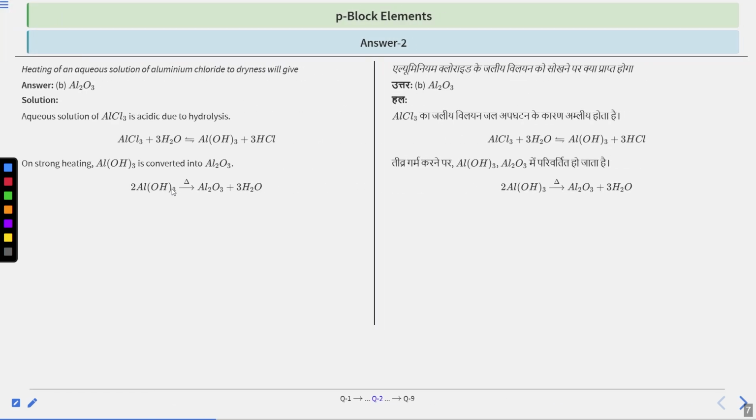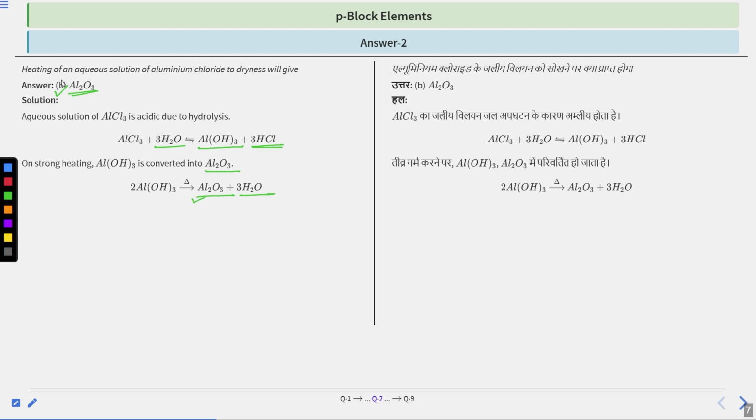Okay, let's see. The answer is option B, that is Al2O3. The aqueous solution of AlCl3 is acidic due to hydrolysis. You can see that AlCl3 plus 3H2O gives Al(OH)3 plus 3 molecules of HCl. On strong heating, Al(OH)3 is converted into Al2O3. So 2 Al(OH)3 on heating gives Al2O3 plus 3 molecules of water. So heating an aqueous solution of aluminium chloride to dryness gives Al2O3 as the final product.